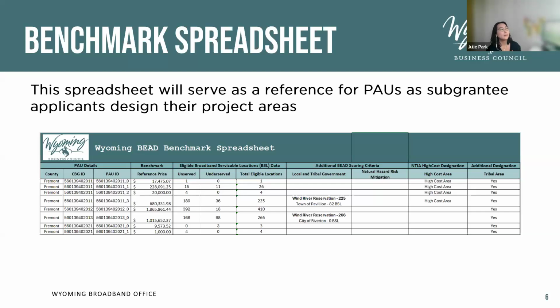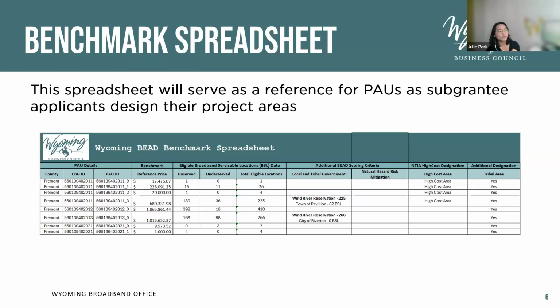Within the additional BEAD scoring criteria columns, you'll see that we've got the local and tribal government and the natural hazard risk mitigation. These are related to certain scoring criteria where an applicant can provide letters of support from the relevant jurisdictions or municipalities in their project area. And so it identifies who or which jurisdiction has the most BSLs. So it's a guide for you on who to solicit a letter of support from.